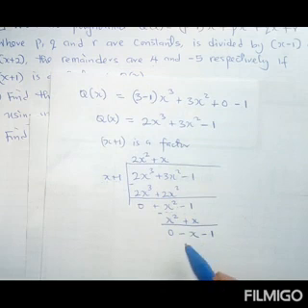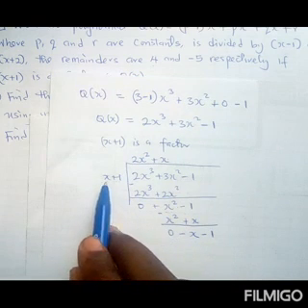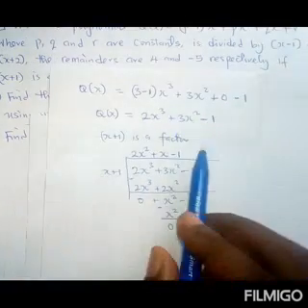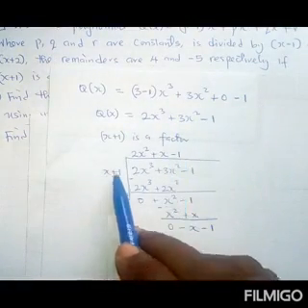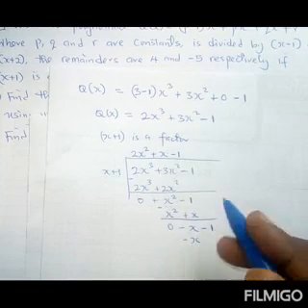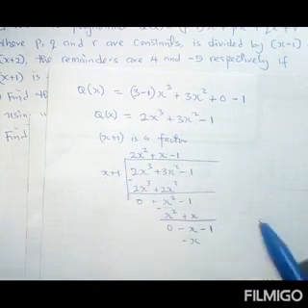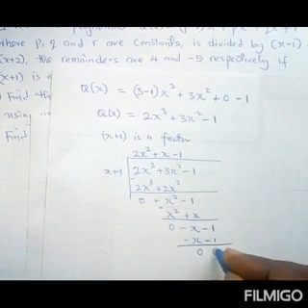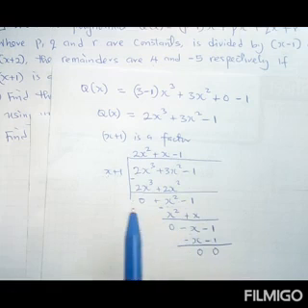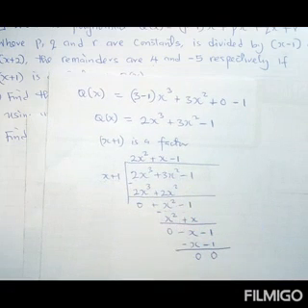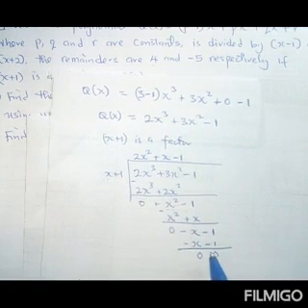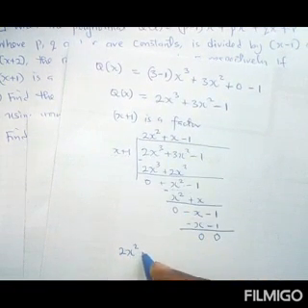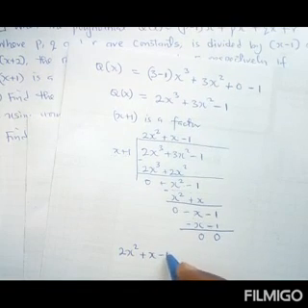So here you go again. X divided by minus x will give you minus 1. Minus 1 times minus x will give you minus x. Minus 1 times minus 1 will give you minus 1. When you subtract, you have 0 and 0. If you don't get this 0, it means you are wrong along the line. So you have to check again. But I got my answer to be 2x squared plus x minus 1.